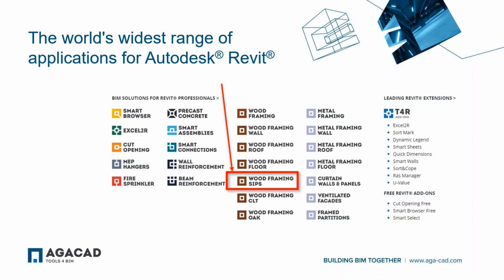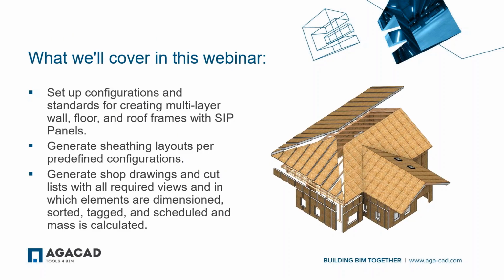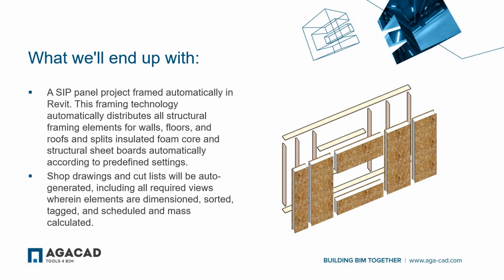Wood Framing SIPs makes wood framing with structural insulated panels, prefabricated building components for walls, floors, and roofs, fast and easy. In this webinar, you'll see how to set up configurations and standards for creating multi-layer wall, floor, and roof frames with SIP panels, generate sheathing layouts by predefined configurations, and also generate shop drawings and cut lists with all required views in which elements are dimensioned, sorted, tagged, and scheduled, and mass is calculated. As a result, you'll see a SIP panel project frame automatically in Revit.